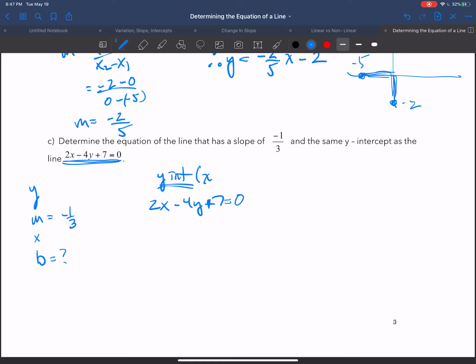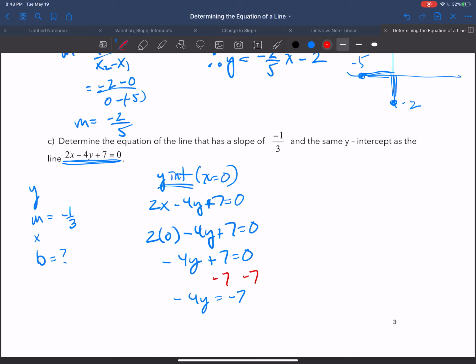So how do we do that? We make x equal to 0. So 2 times 0 is 0. Now if we solve for y, and divide out the -4, we know that y is equal to 7 over 4. So this is our y-intercept, or b.